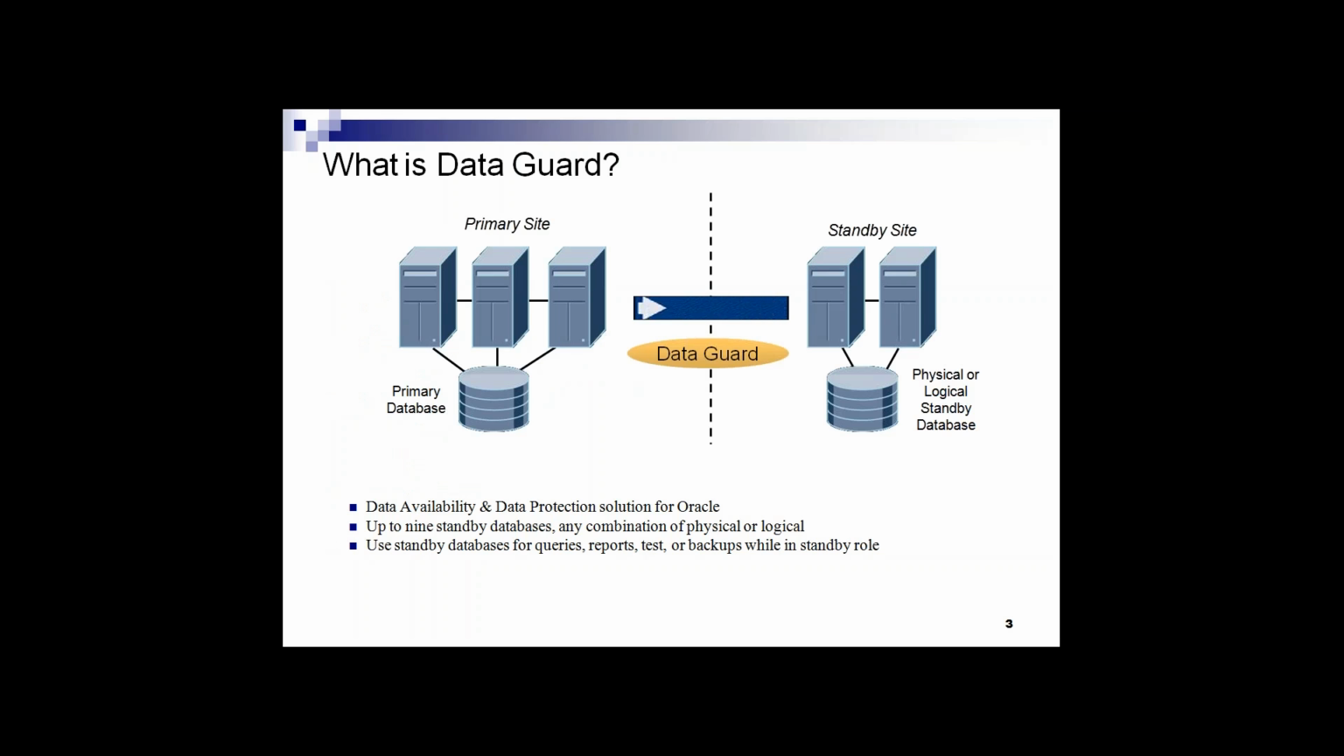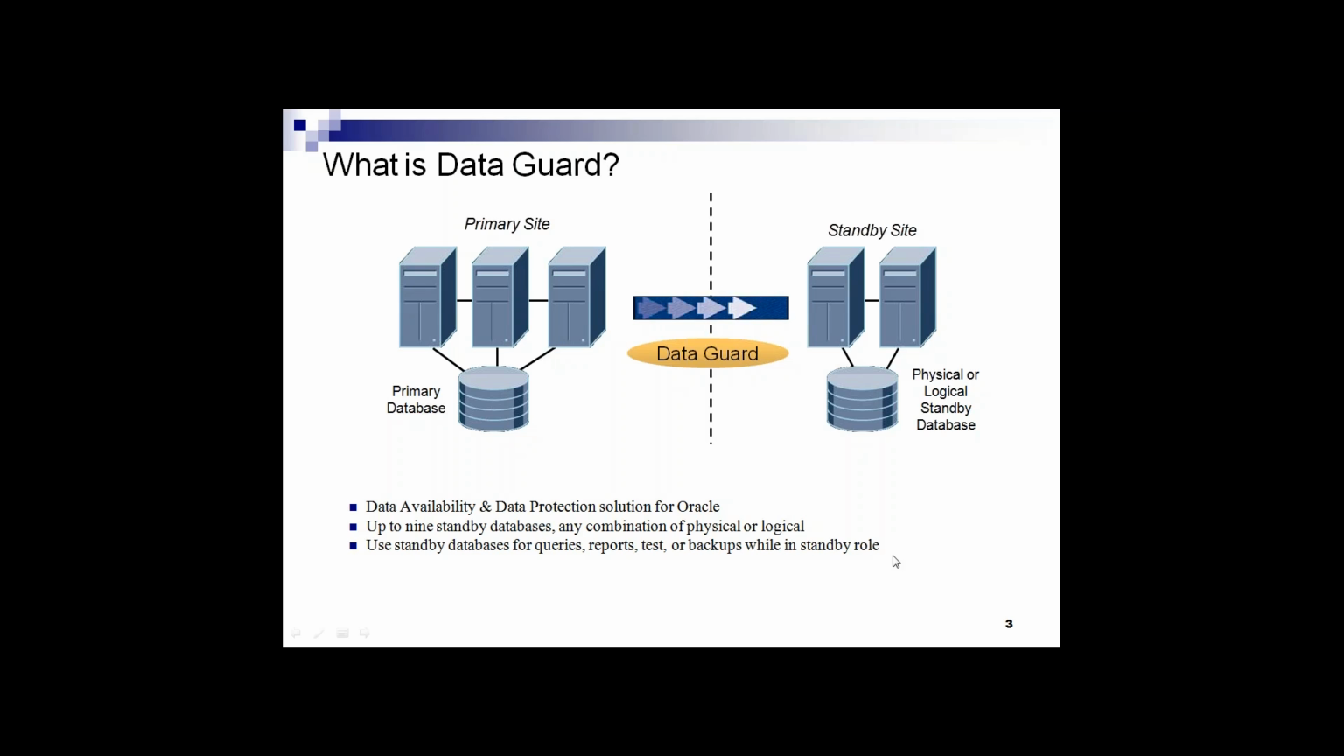So what exactly is Data Guard? As you can see, we have two sides, the primary and the standby side. In the primary-standby setup, users are connected to our main primary database. If any disaster happens, there should not be any data loss. And if a disaster happens, the data will be moved over to the standby side. So we will have data availability and data protection using this setup.